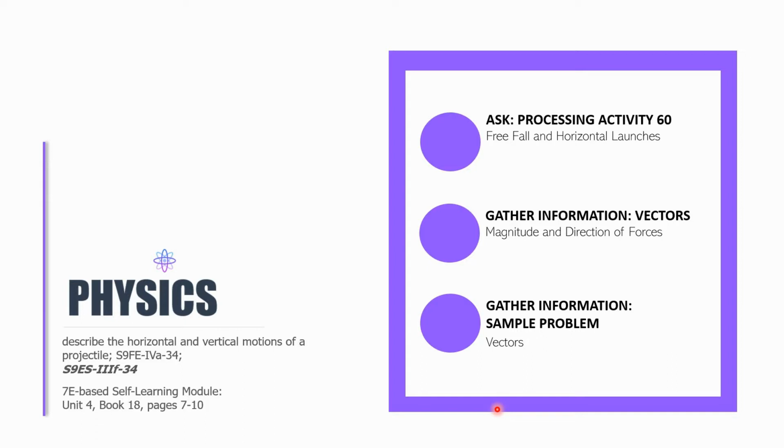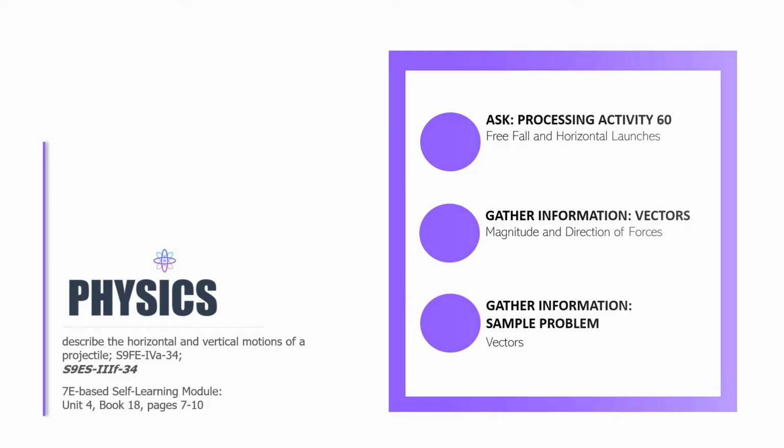So this is Physics 9, Session 3, still about describing the horizontal and vertical motions of a projectile. I hope that you have your 7E-based self-learning module in Science 9 with you. Open it in Unit 4, Book 18, pages 7 to 10. Let's begin.